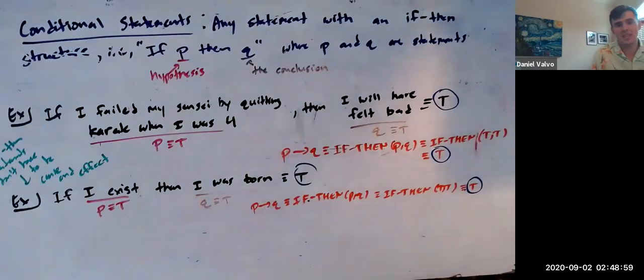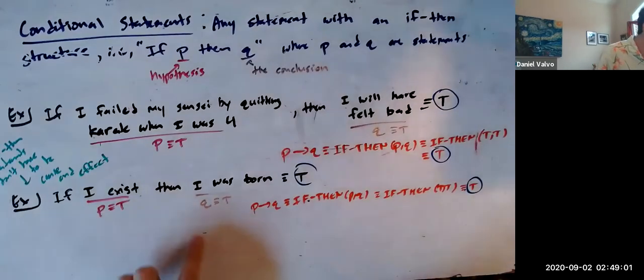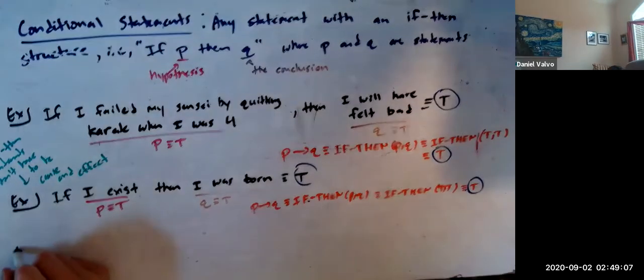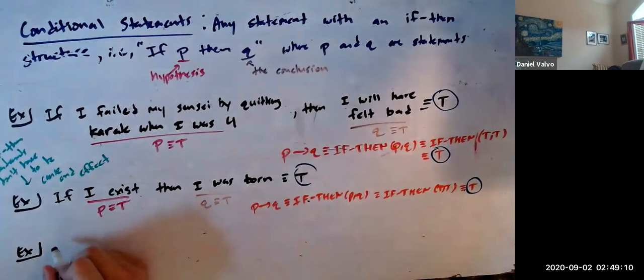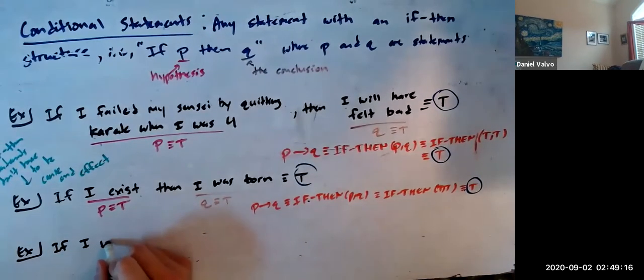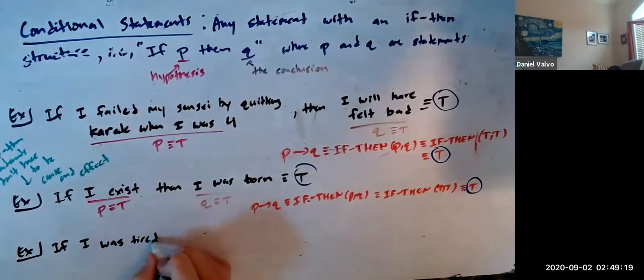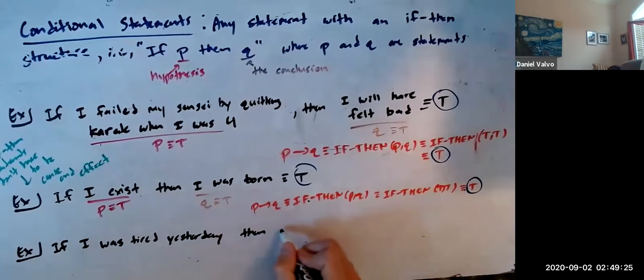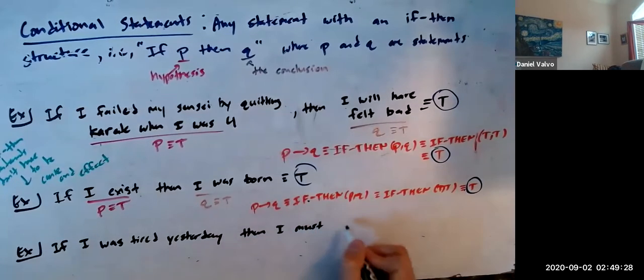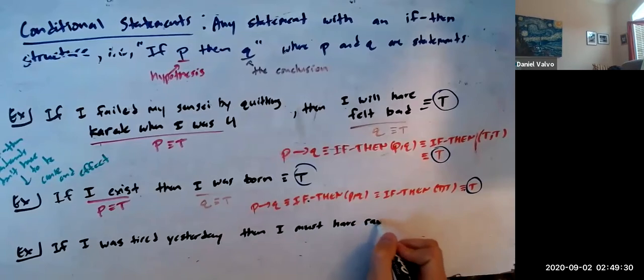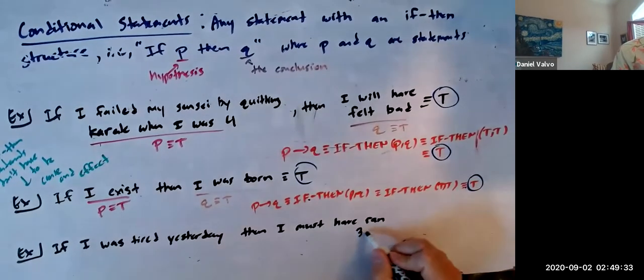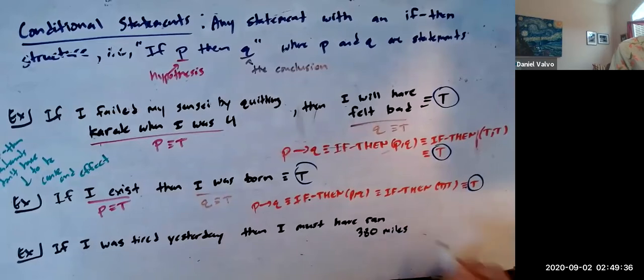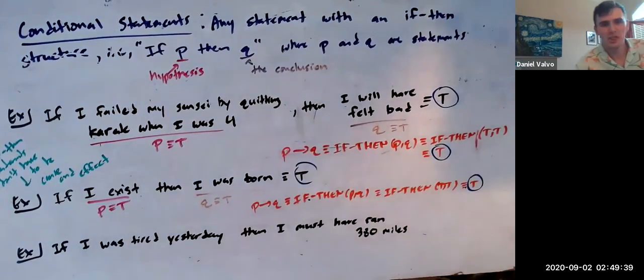Oh, that makes sense. So this is just like Sherlock Holmes deductions right here, right? We're just connecting statements with these logical things like this. So that's totally true. Let's do another example. Let's say if I was tired yesterday, then I must have run 380 miles in the Moab 380 desert run.